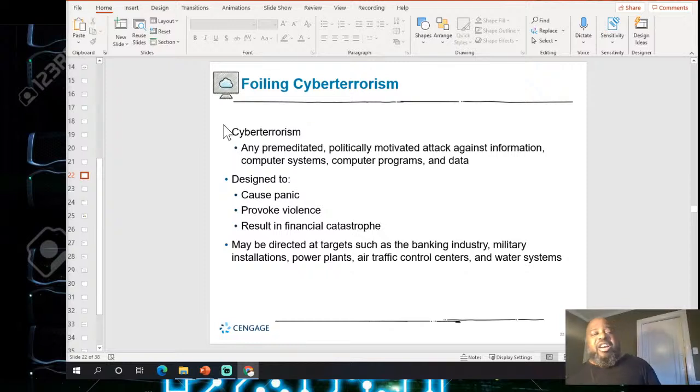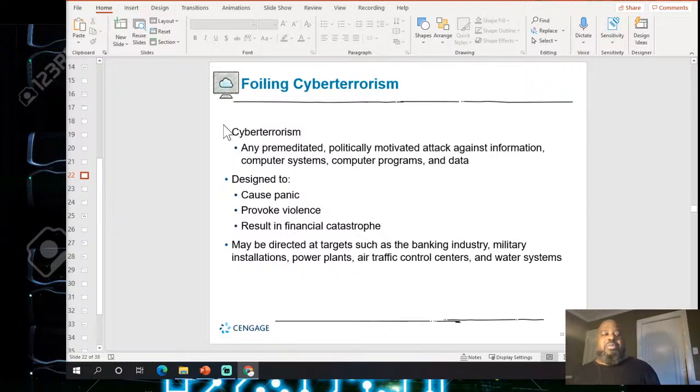Foiling cyber terrorism. Cyber terrorism is a premeditated, politically motivated attack against information, computer systems, computer programs, and data. It's designed to cause a panic attack, provoke violence, result in financial catastrophe, and is directed at targets like the banking industry, military, power plants, air traffic controllers, and water systems.